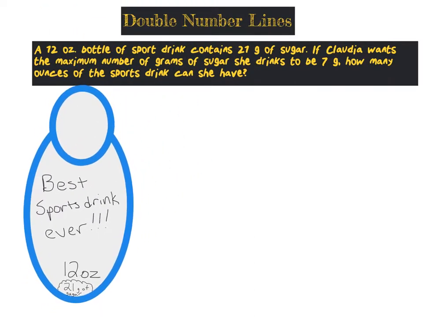Let's keep reading. If Claudia wants the maximum number of grams of sugar she drinks to be 7 grams. Well, remember, if she drinks this whole bottle, it'll be 21, so she's not going to be able to drink the whole bottle. How many ounces of the sports drink can she have?